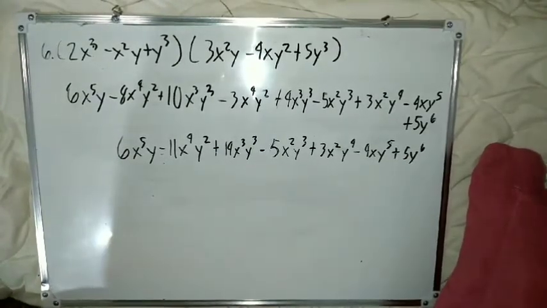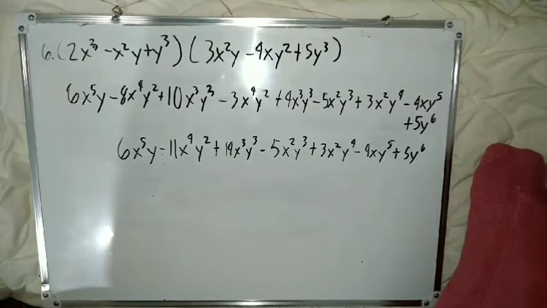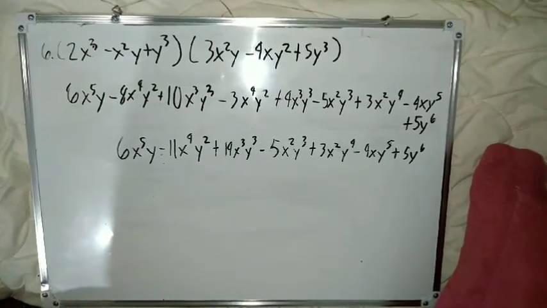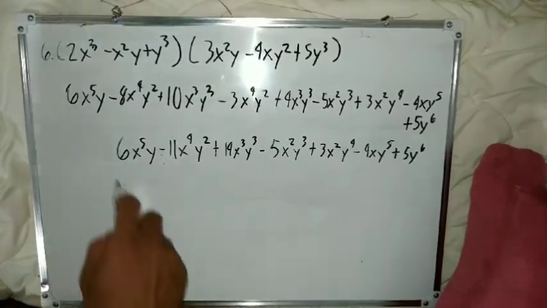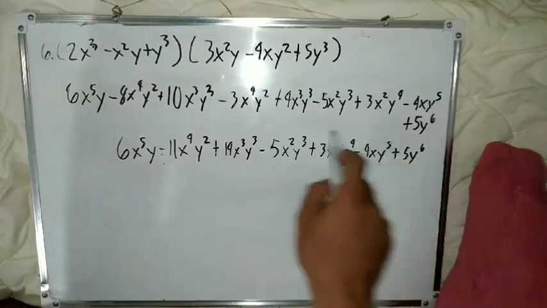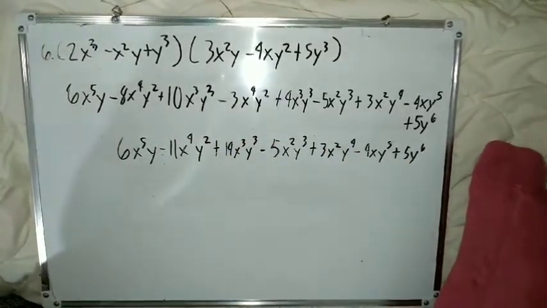6x raised to the fifth power y minus 11x raised to the fourth power y squared plus 14x cubed y cubed minus 5x squared y cubed plus 3x squared y raised to the fourth power minus 4xy raised to the fifth power plus 5y raised to the sixth power. That's the answer for number 6.